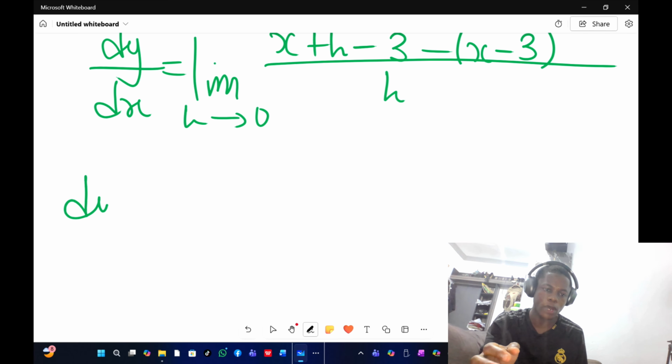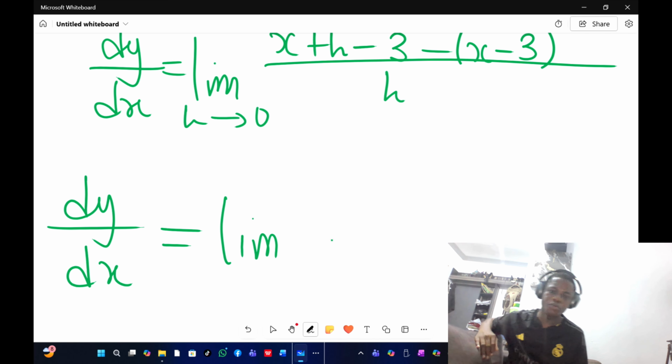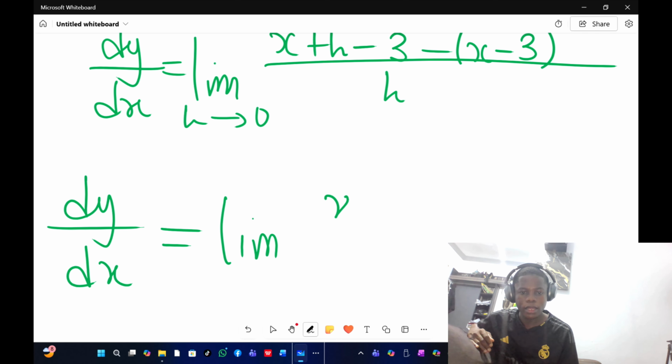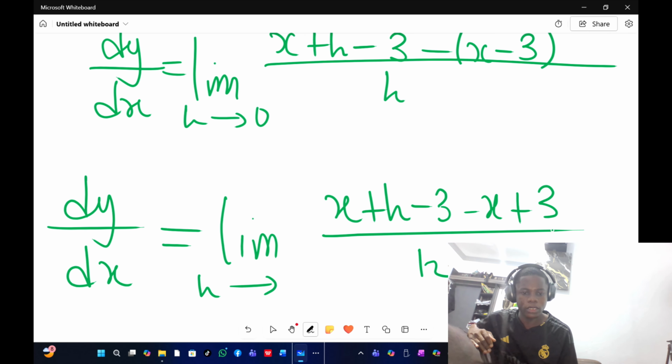So we are getting dy/dx is equal to the limit of, so we can now simplify the numerator. So we are going to get x plus h minus 3. Now negative times x will give us negative x. Negative here times negative 3 will give us positive 3, all divided by h as h approaches 0.